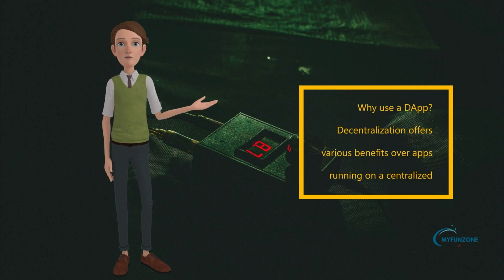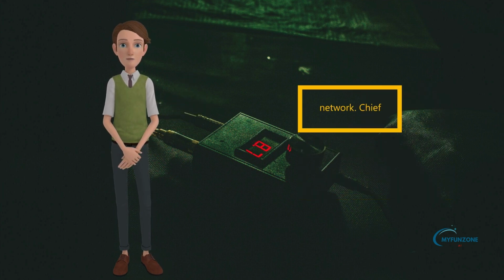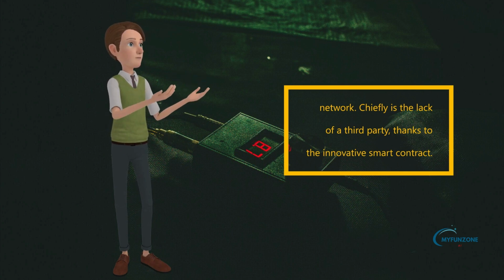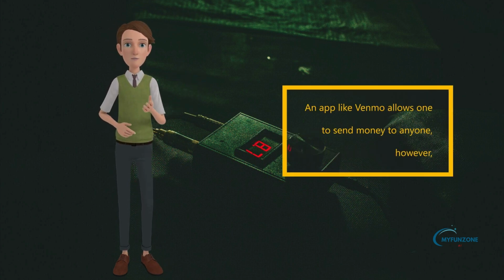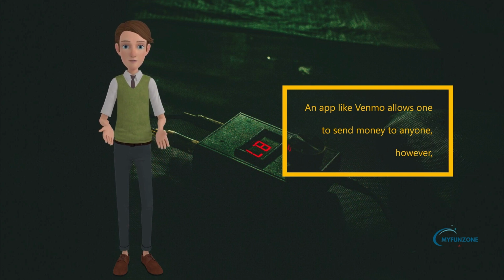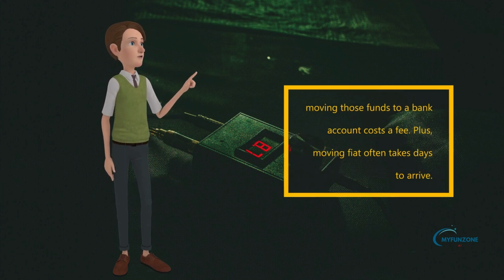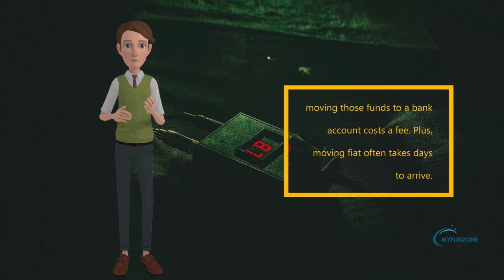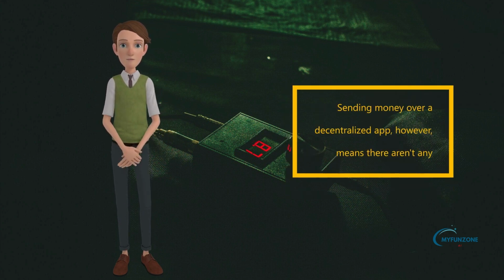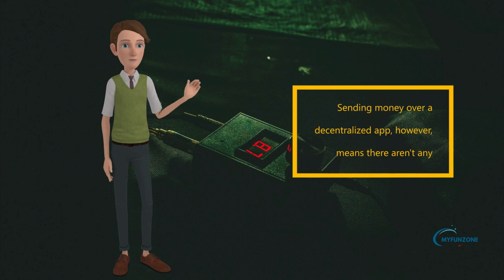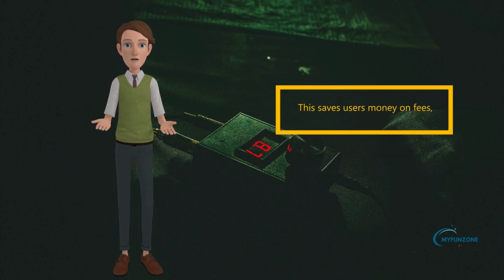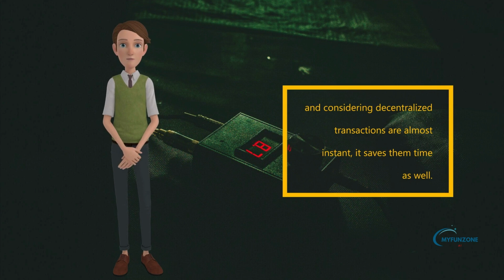Why use a DApp? Decentralization offers various benefits over apps running on a centralized network. Chiefly is the lack of a third party, thanks to the innovative smart contract. An app like Venmo allows one to send money to anyone, however, moving those funds to a bank account costs a fee. Plus, moving fiat often takes days to arrive. Sending money over a decentralized app, however, means there aren't any or very little costs to be paid. This saves users money on fees, and considering decentralized transactions are almost instant, it saves them time as well.